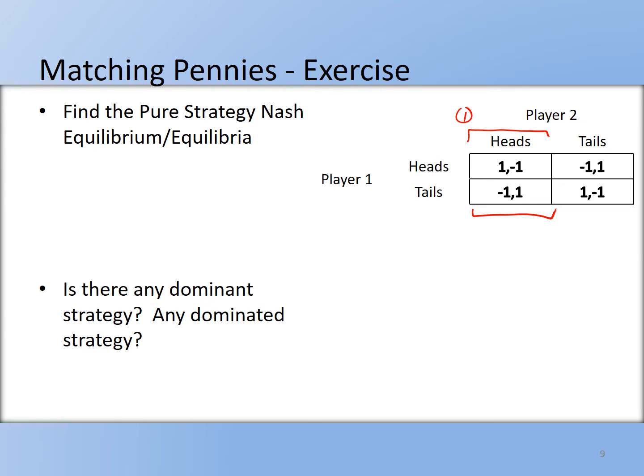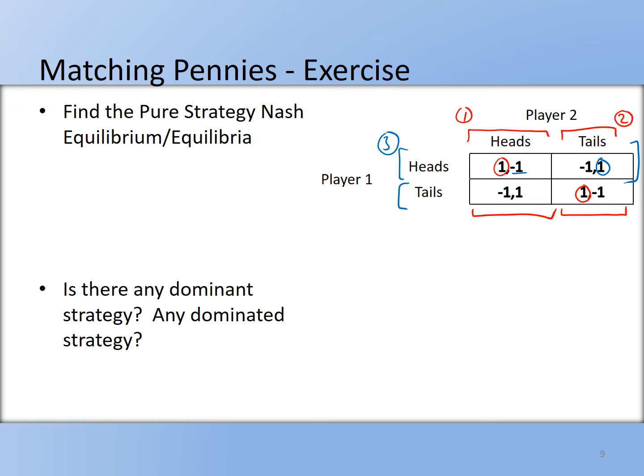Let's say player 2 decides to put forward a head. Player 1 wins by matching that side, so he would want to put forward a head too. What if player 2 puts forward a tail? Well, player 1 wins by matching player 2's coin, so he's going to put forward a tail. Good. What if player 1 puts forward a head? What would player 2 want to do? Player 2 wins by mismatching, so if player 1 puts a head out, then player 2 wants to put a tail.